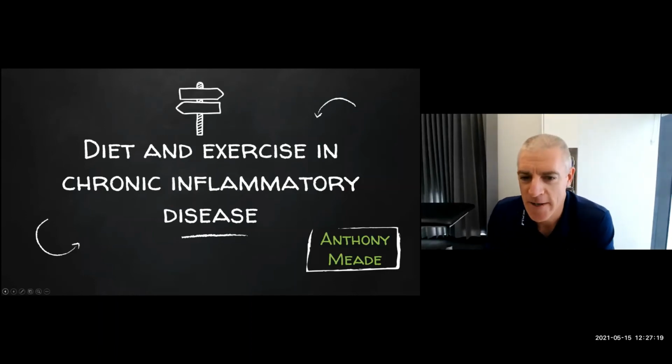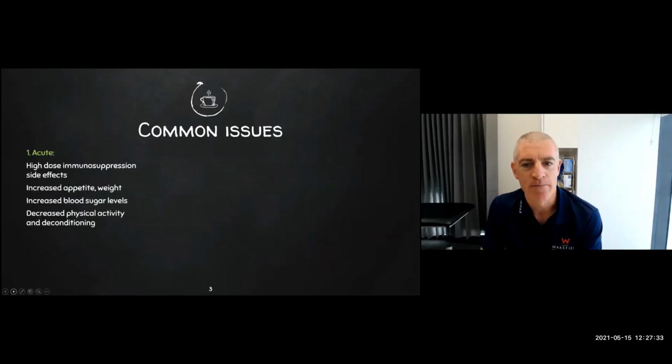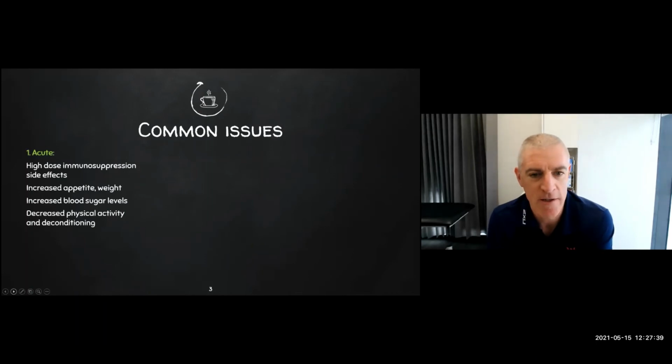So my topic is about diet and exercise in chronic inflammatory disease, primarily vasculitis. And my experience as a renal dietitian, certainly I see this often enough, but we see it in all the different stages. So over the next few slides I'm going to talk about the three different phases, if you like, of having vasculitis. So the acute phase, which we've been hearing a lot about, and particularly the effects of the high dose steroids and cyclophosphamide, the effects of that are often increased appetite.